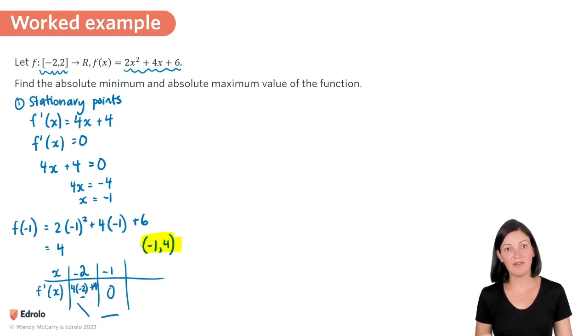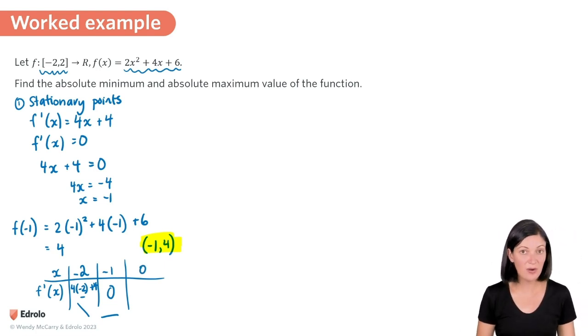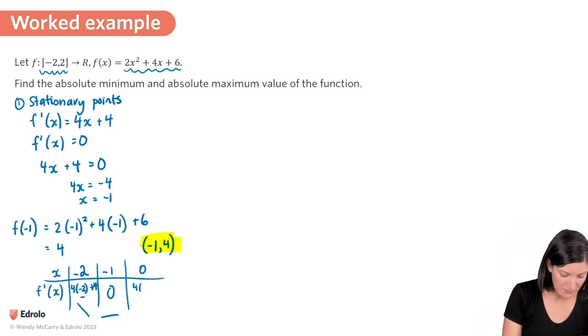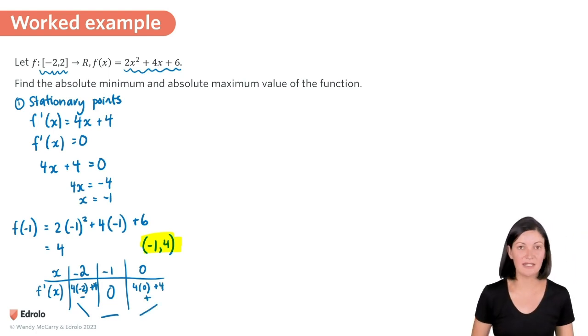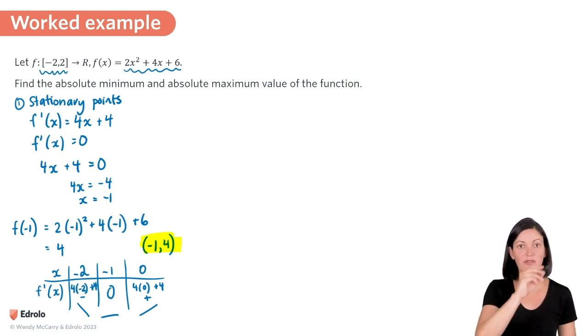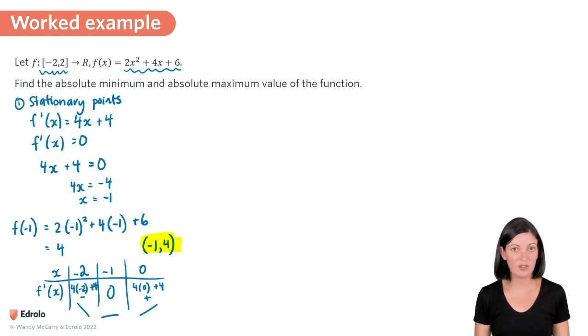And now we'll take a value to the right of -1. So let's say x = 0, and I'm going to sub that into my derivative. So I get 4 times 0 plus 4, which is a positive value. Okay, so I get something like this. So you can see from this diagram that I do in fact have a minimum value there because the gradient goes from negative to positive along the graph.